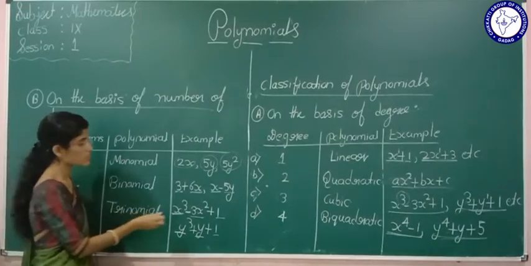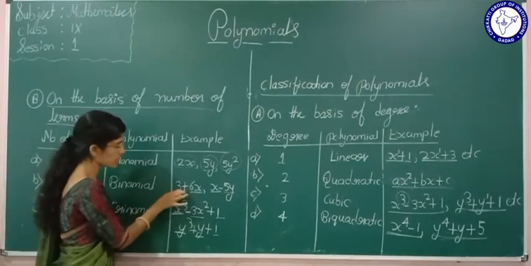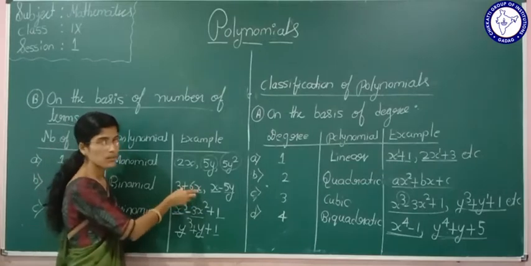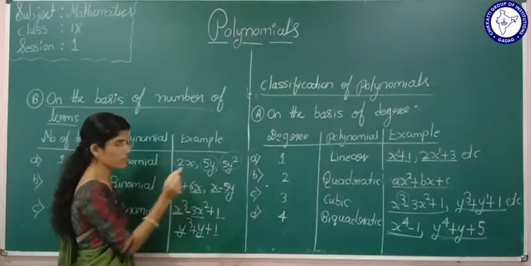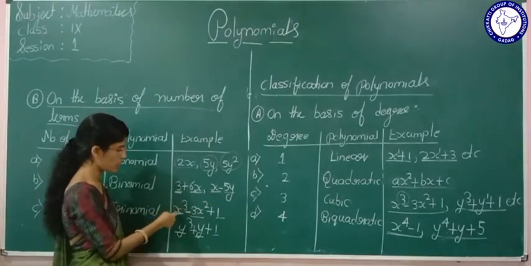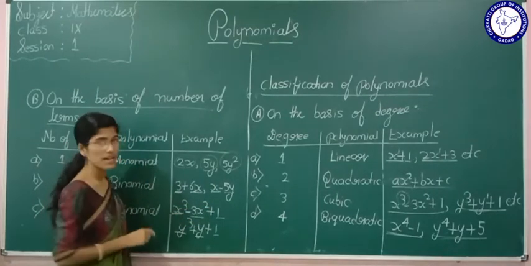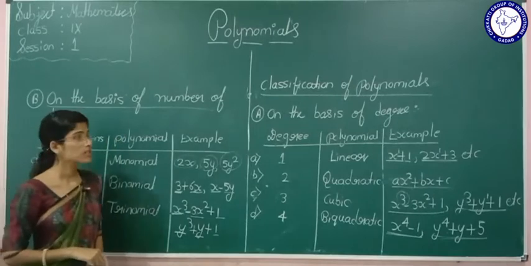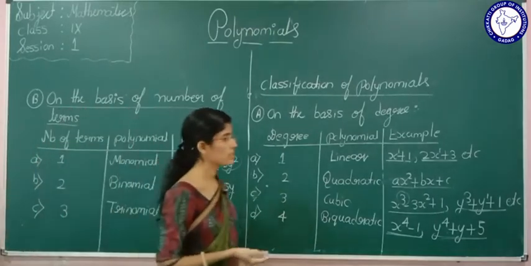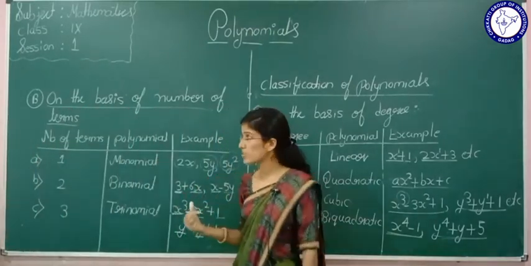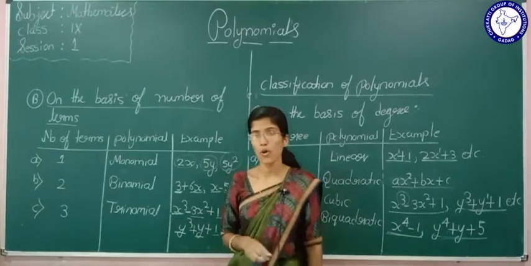See, as students, you have to count here. How many terms are there? 1, 2 means this is a binomial. Here 2 terms are there, binomial. Here how many terms are there? 1, 2, 3. The number of terms is 3 means it is a trinomial. So this is about what we learnt about polynomial. Based on this, we are going to solve one problem.